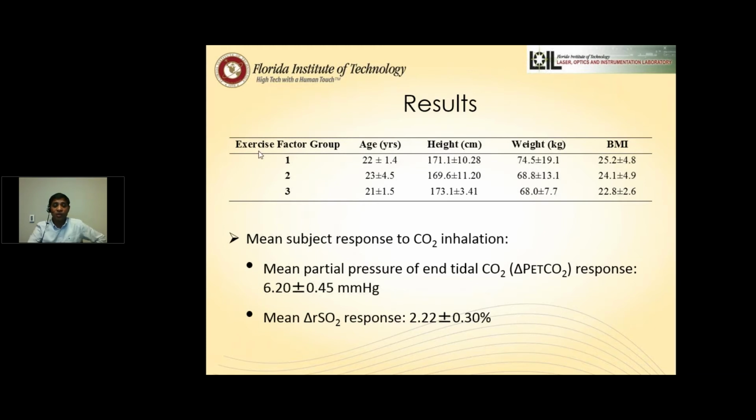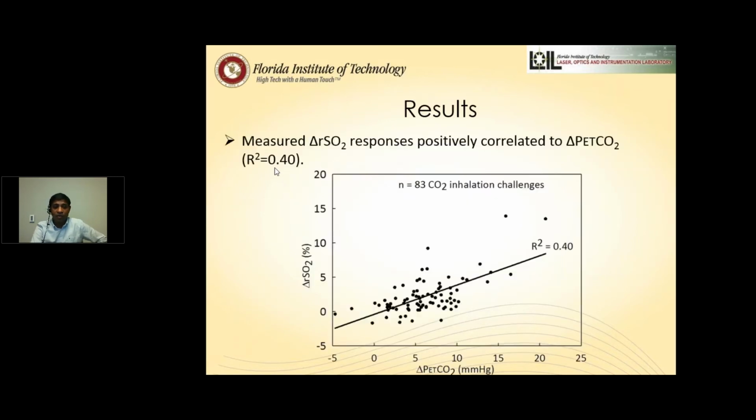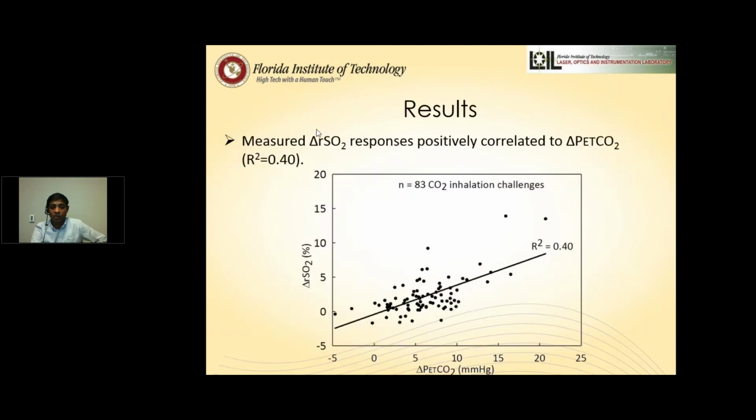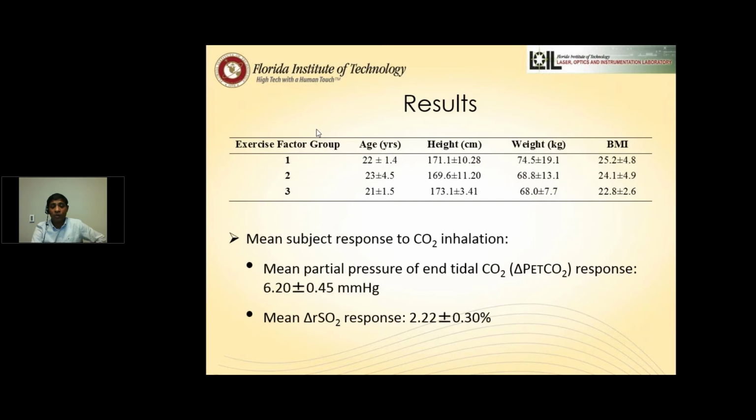So here are some of the results. What we did, we asked the individuals how many hours they exercise per week, and based on that, we created three exercise factor levels. I'll show you right here. Level 1 is 0 hours a week, level 2 is greater than 0 but less than 10, and level 3 is more than 10 hours a week.